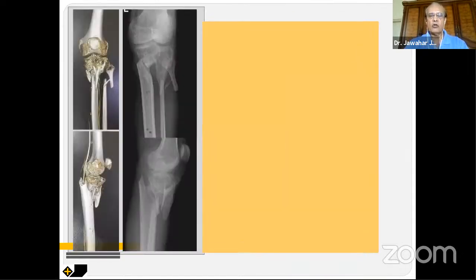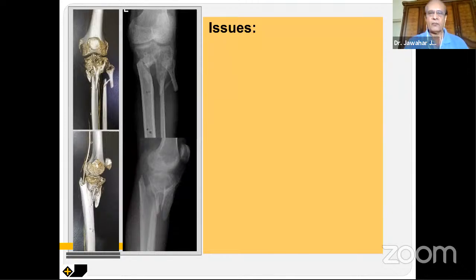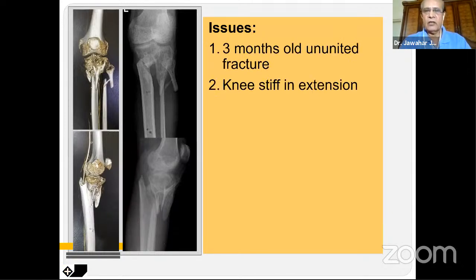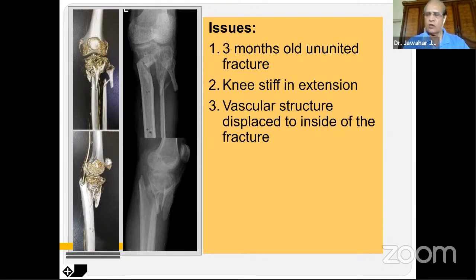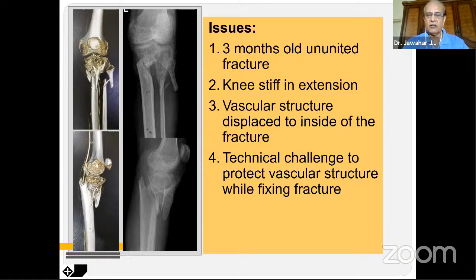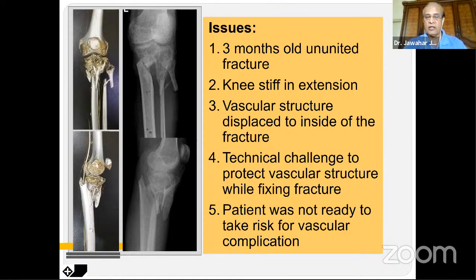So the issues here are that it's a 3 months old ununited fracture, knee stiffness in extension, no flexion possible, vascular structure displaced to inside of the fracture, technical challenge to protect the vascular structure while fixing the fracture, and the patient was not ready to take any risk for vascular complication, particularly her husband. So they said, whatever you can do now, it is ununited, not infected, but it is with a vascular problem. So let me know the opinion, what can be done.